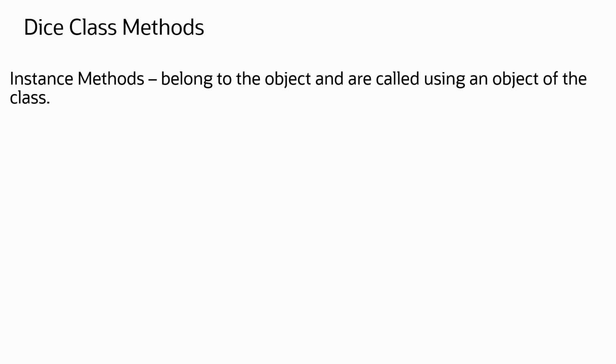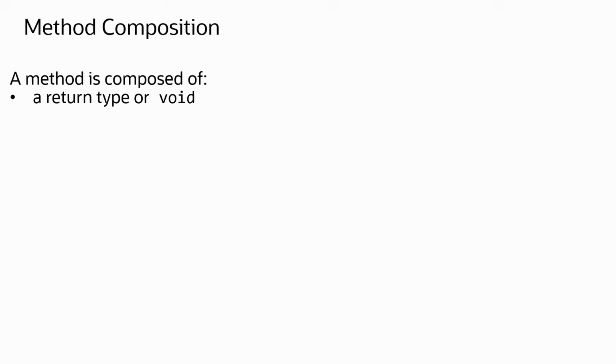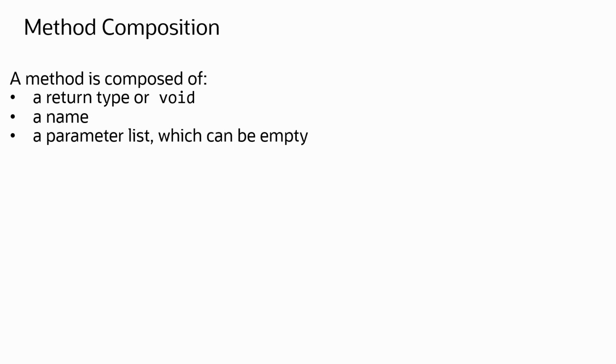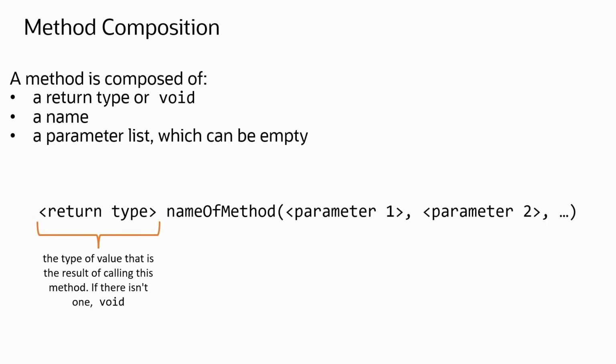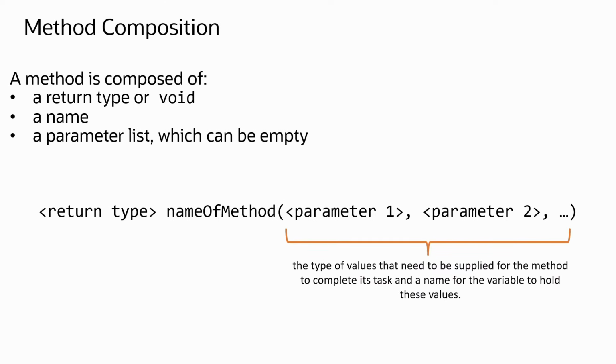The Dice class could have instance methods. Instance methods belong to the object and are called using an object of the class. A method is composed of a return type or void, a name, and a parameter list, which can be empty. Here is the general format. We have the return type, which is the type of value that is returned when calling this method, or if there is no return value, this would be void.